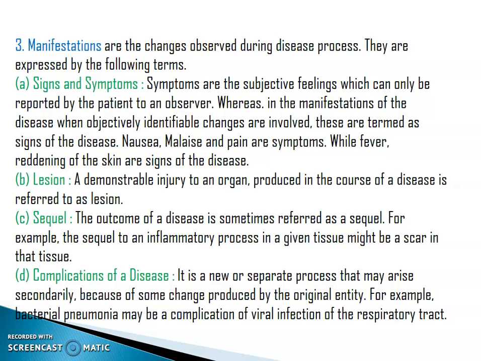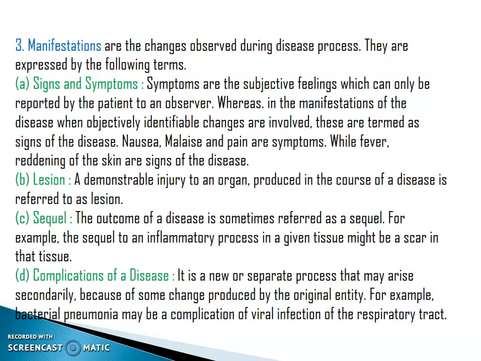Whereas in the manifestation of the disease, when objectively identifiable changes are involved, these are termed as signs of disease. Nausea, malaise and pain are symptoms, means these are the feelings reported by the patient to an observer, while fever and reddening of the skin are signs of disease, means these are the identifiable changes which have occurred or are involved during the manifestation of disease.